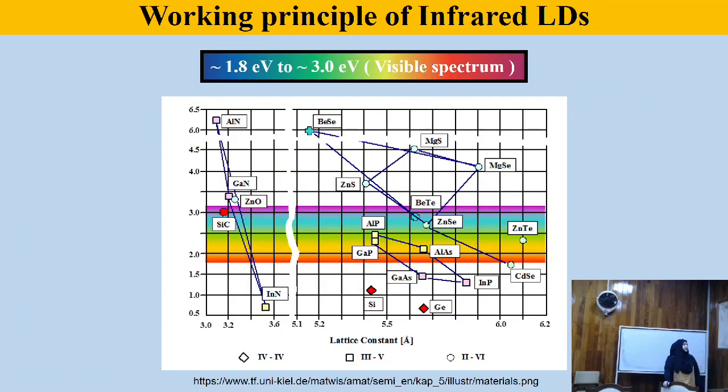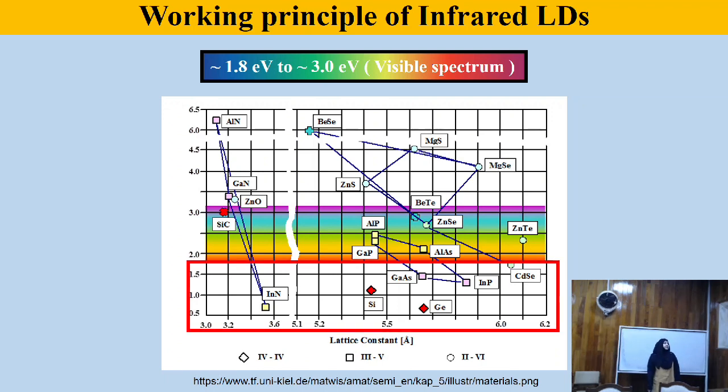So now, the materials that have their energy from 1.8 electron volt to 3 electron volt lie in the visible region, but our interest is in the infrared region. So the materials that have their energy less than 1.8 electron volt are in the infrared region. You can see gallium arsenide, indium phosphide, indium nitride are the materials that have their energy less than 1.8 electron volt, and they are used in infrared laser diodes or light emitting diodes.